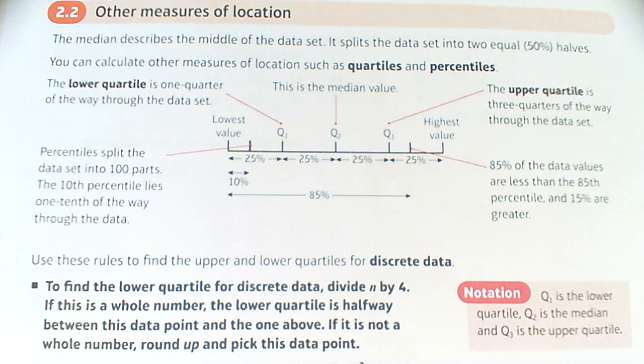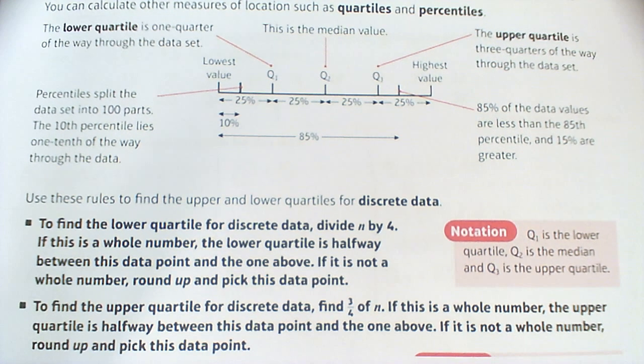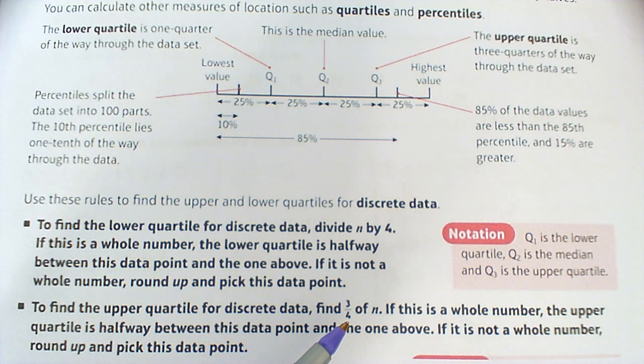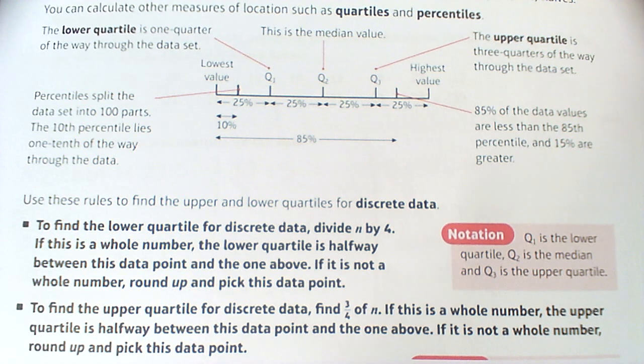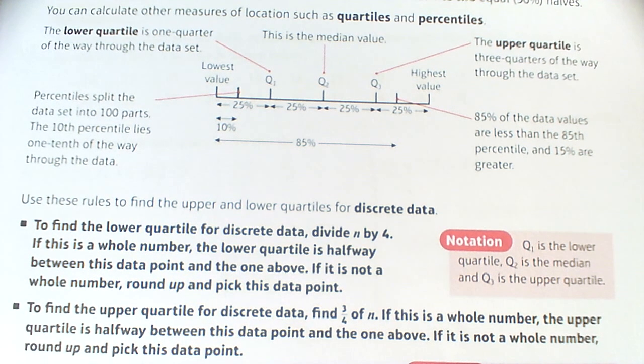Even if I had 41 bits of data, dividing that by 4 would give me 10.25. You may feel like you would round that down and use the 10th bit of data, but as this definition says, we round it up. So even if it was 10.25, we would round that up and use the 11th bit of data. It's very similar for finding the upper quartile, but rather than 1/4 of n, we are finding 3/4 of n. And the idea of being a whole number and not being a whole number is the same for the upper quartile.